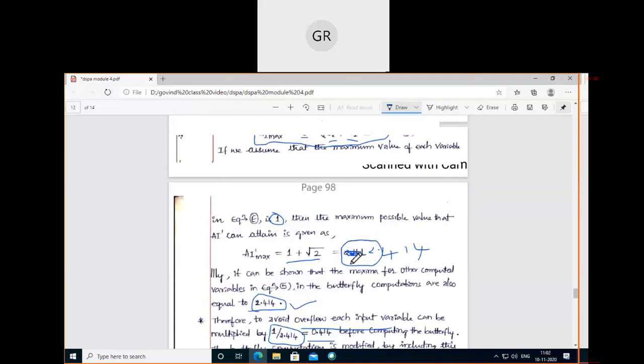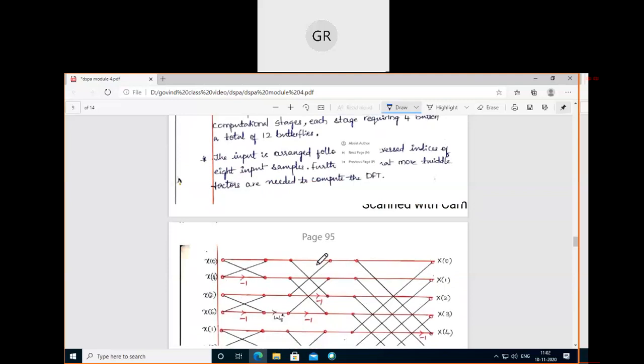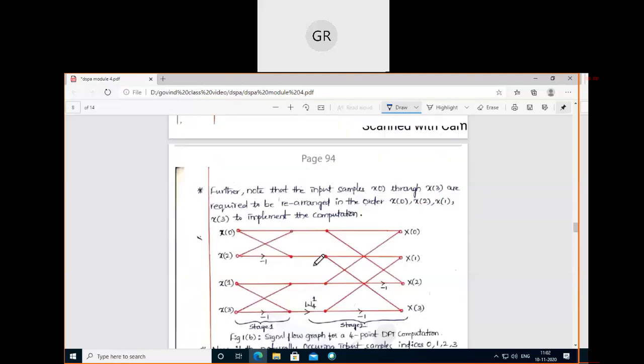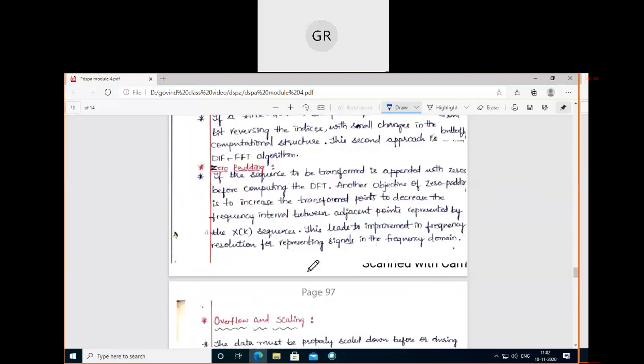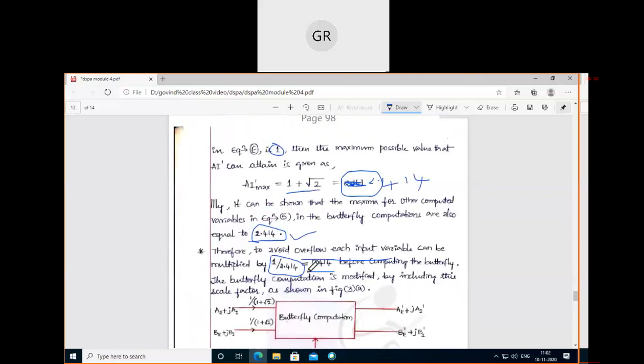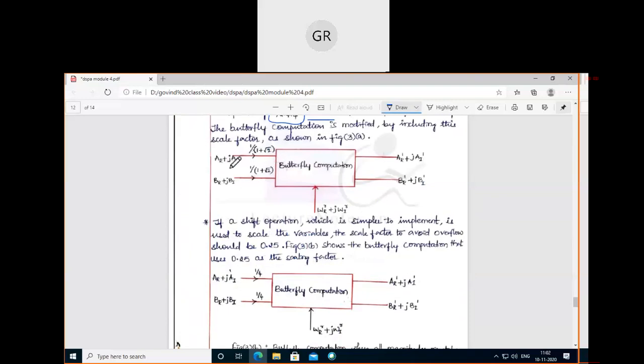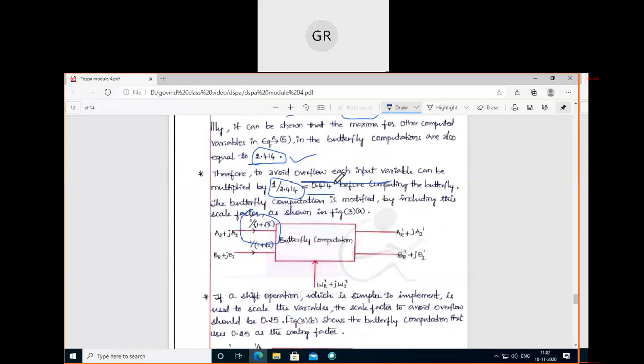In the butterfly structure, we include the scaling factor value with AR plus JAI: 1 divided by square root of 1 plus square root of 2. That means the value is 0.414.